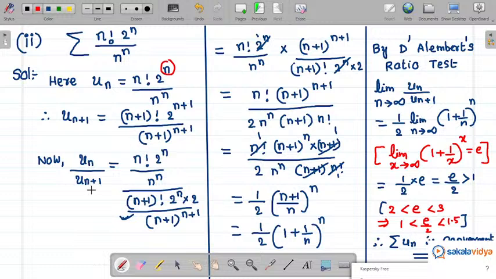Now u_n by u_(n+1). So n factorial 2 to the power of n by n to the power of n, divided by (n+1) factorial 2 to the power of (n+1). We can write 2 to the power of n into 2, divided by (n+1) whole to the power of (n+1). This we can write as n factorial into 2 to the power of n by n to the power of n, into (n+1) whole to the power of (n+1), by (n+1) factorial into 2 to the power of n into 2. 2 to the power of n gets cancelled. We have n factorial into (n+1) whole to the power of (n+1) by 2 into n to the power of n into (n+1) factorial, shifting property.